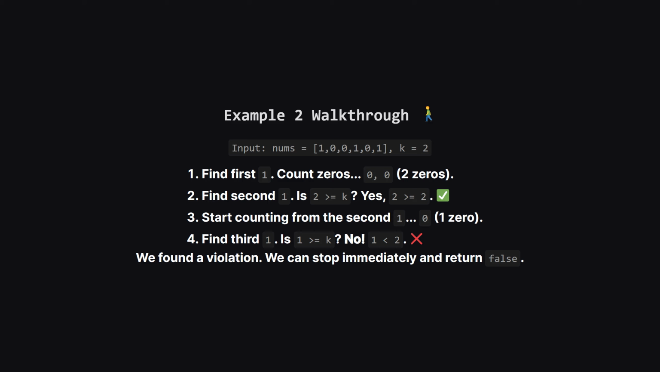Now let's look at the second example. The first gap has 2 zeros, and since k is 2, that's perfectly fine. But then we look at the gap between the second and third one. There's only a single 0 there. Is 1 greater than or equal to 2? Nope, it's not. The moment we find even one gap that's too small, we know the answer must be false. We don't even need to check the rest of the array.